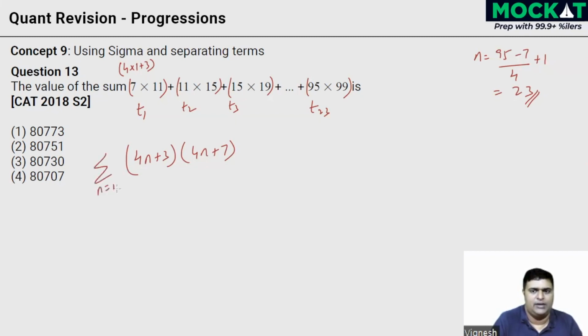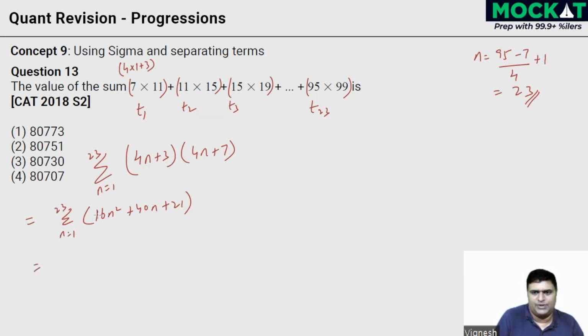Sigma n equals 1 to 23. First 23. I have to plug in 23 over here. All I need to do now is to expand this. So I need some space over here. First step is to expand it. We're going to get 16n square, sigma, the entire thing, 16n square plus 12 plus 28, that's a plus of 40n, plus 7 threes are 21, n equals 1 to 23.